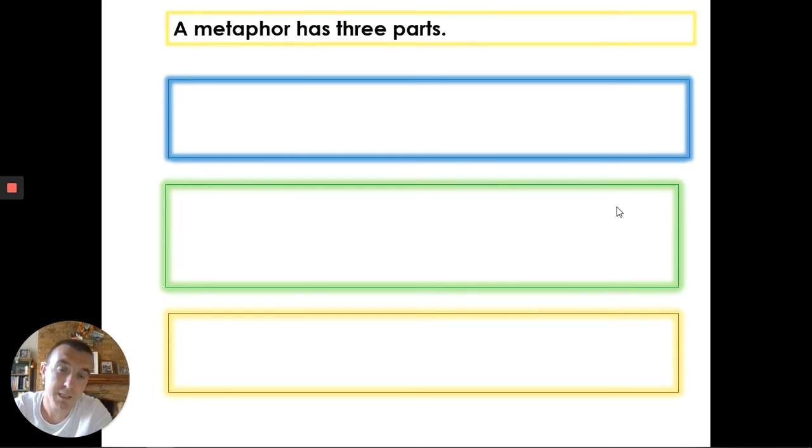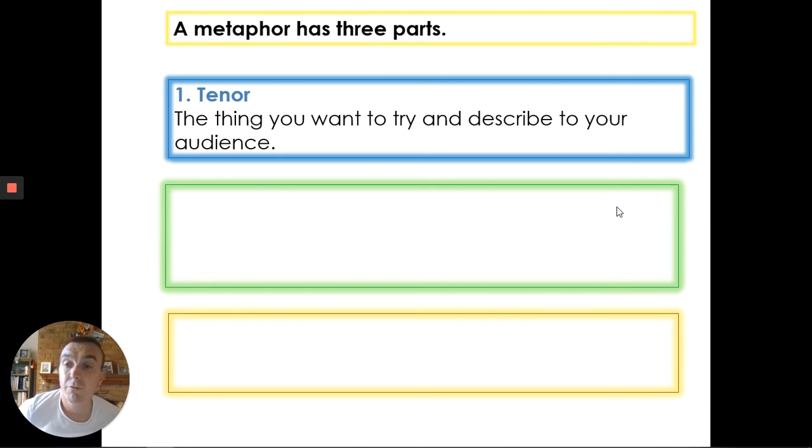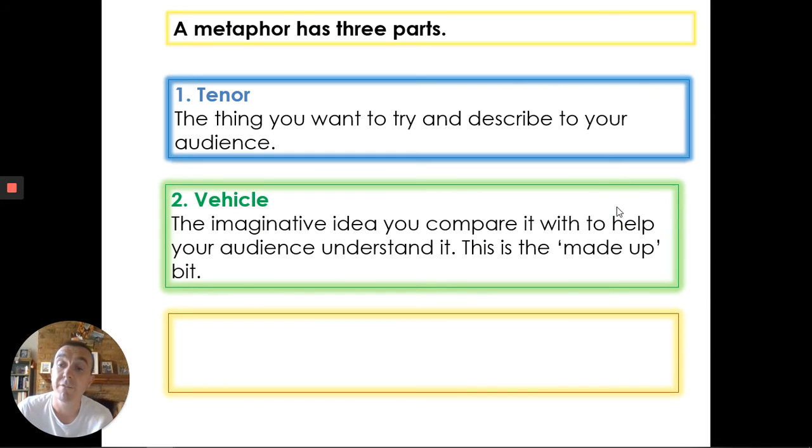So metaphor. This is a recap from last term. If you did the lessons last term, this will be a recap for you. Metaphor has got 3 parts. The first is the tenor. That is the thing you want to try and describe to your audience. The second is the vehicle. This is the idea that you come up with to compare it to help your audience understand. That's the made up bit. The tenor is the thing you're trying to describe. The vehicle is the imaginative idea that you compare it with, the made up bit.